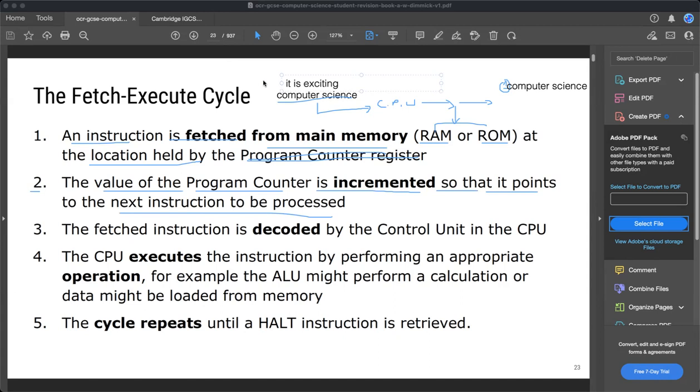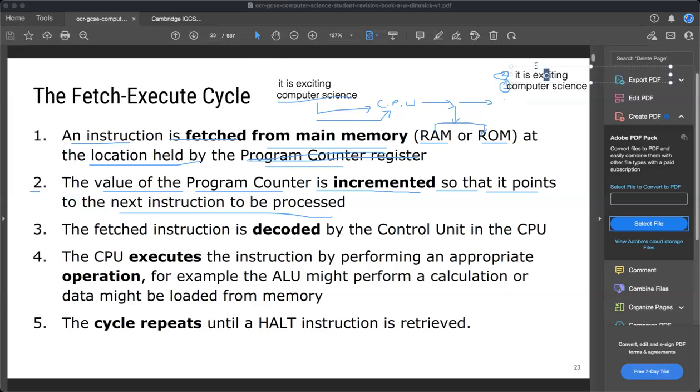Like we are talking about computer science. So computer science is exciting. So this one is now entered again where? In the CPU. In the CPU it is stored in RAM or ROM. But from RAM or ROM, who is going to fetch? The program counter register. So this instruction will be stored as instruction number 2. It is exciting.